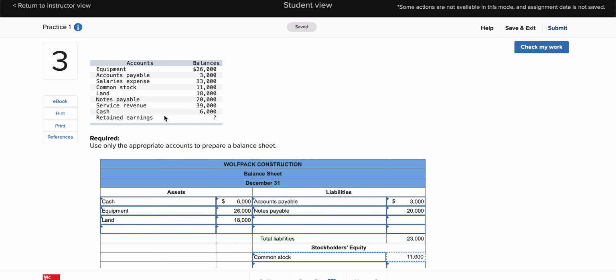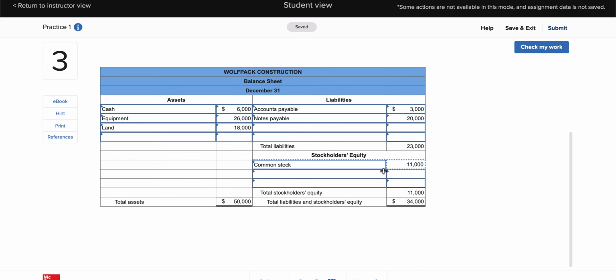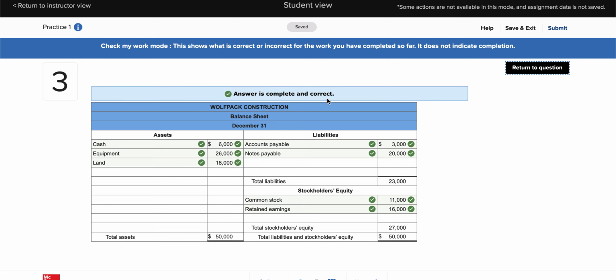The other thing we need is retained earnings. Oh, but that's a question mark. We have to figure out what retained earnings are. Let's drop in the title anyway. Okay. So right now I'm up to $34,000 when I consider the liabilities and this $11,000 in common stock. What is necessary to get me to the $50,000 because I know this number has to be $50,000. So what I want here is $16,000 for retained earnings. That gives me the $50,000 for total assets and total liabilities plus stockholders' equity. Let's check and see if we have it right. And we are complete and correct.